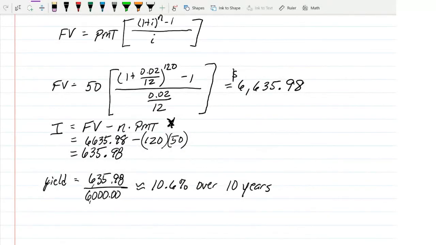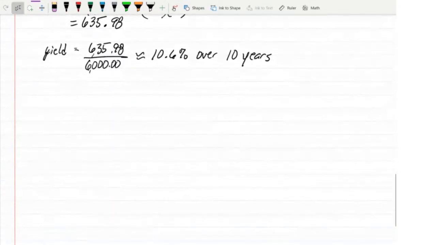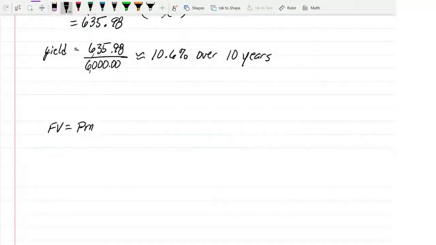So I can calculate how much money it will be worth. Right? I could also take this formula and rearrange it, just like I did the compound interest formulas. Rewrite the equation, the formula.